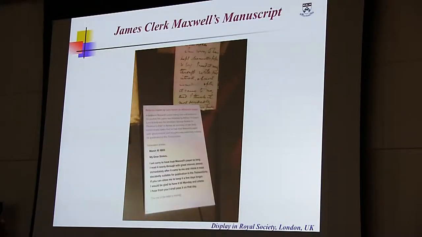Right next to it, it shows actually who reviewed this paper, by the way. It's interesting. Actually, Stokes reviewed it, but he sent it also to Lord Kelvin. And this is a note that Lord Kelvin wrote on March 15, 1865. My dear Stokes, I'm sorry to have kept Maxwell's paper so long. I read it nearly through with great interest almost immediately after it came to me, and I think it most decidedly suitable for publication in the Transactions. If you can allow me to keep it a few days longer, I would be glad to have it till Monday, and unless I hear from you, I shall pass it on Monday. I guess something never changed. Reviewers are always late. They need more time.